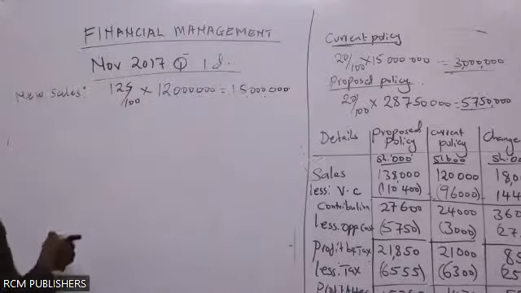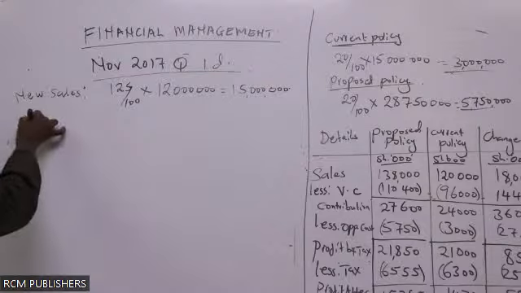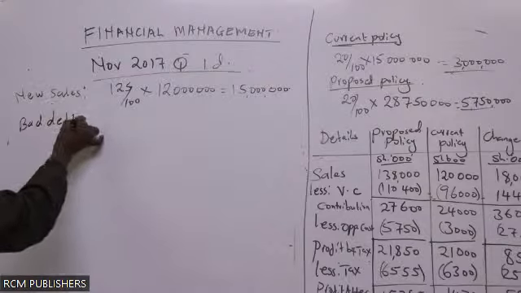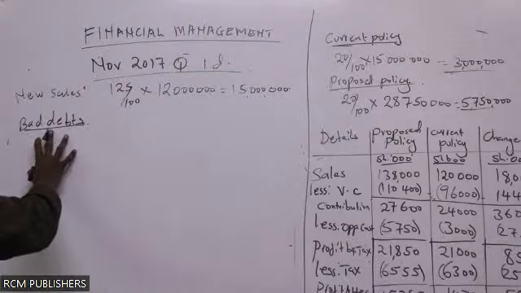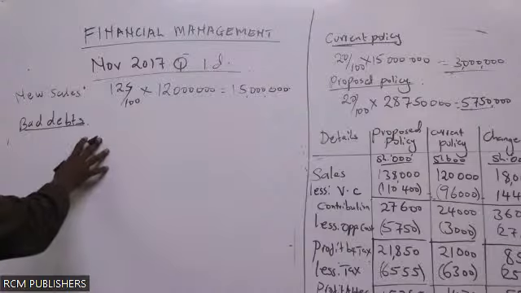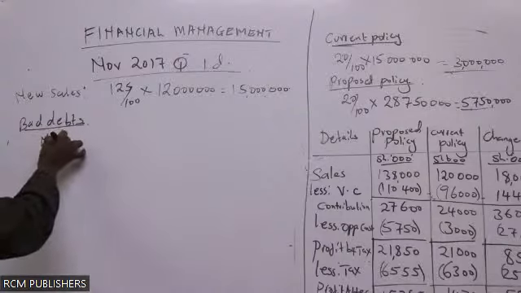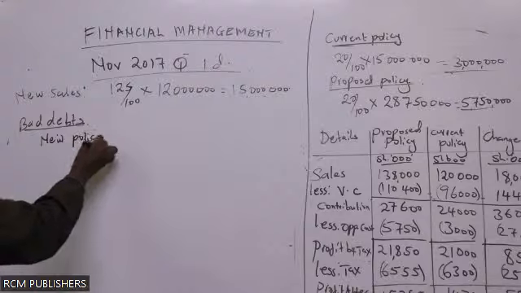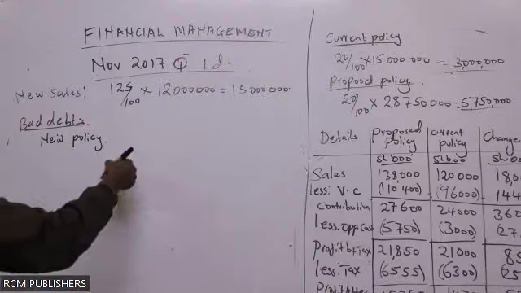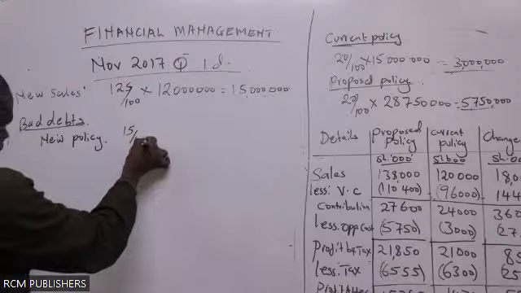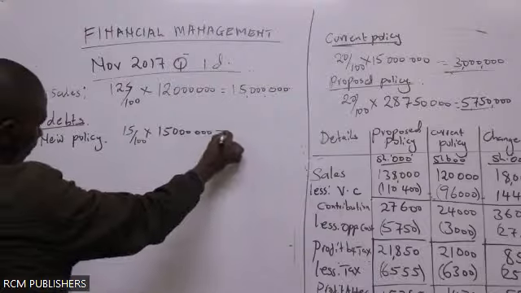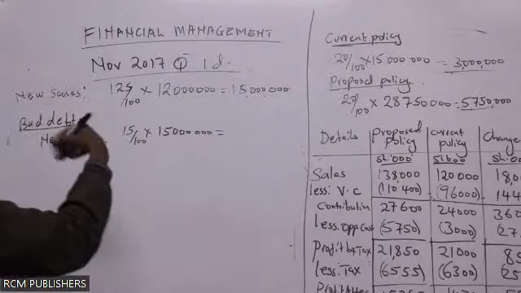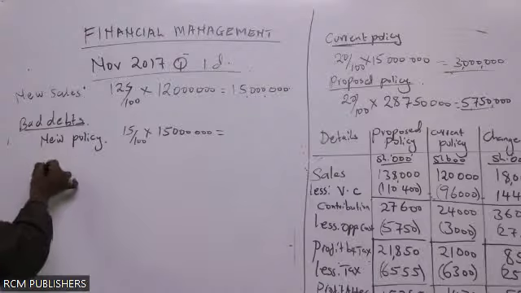Let's see. We were told of the bad debts. So the bad debts change from 10 to 15, right? 10 to 15. Therefore, under the new policy, bad debt will be 15% of sales. So bad debt increases to 15%.